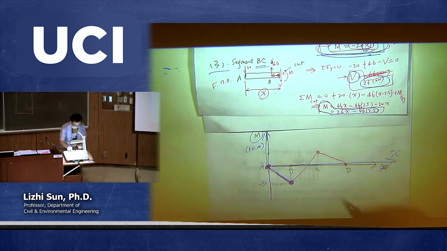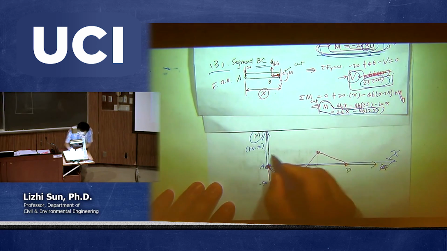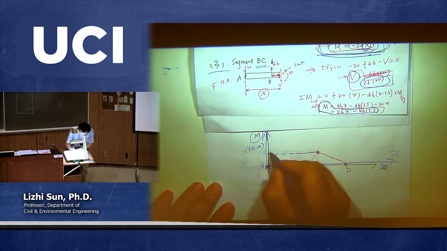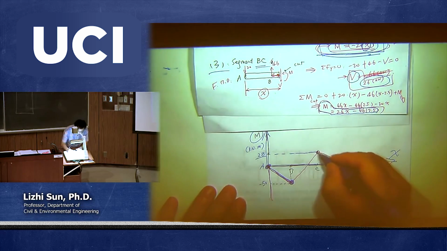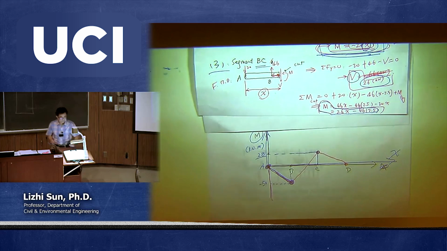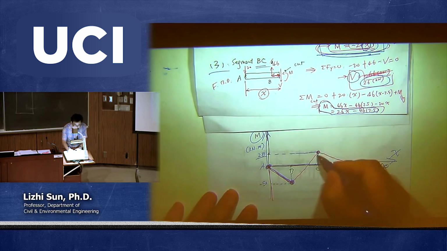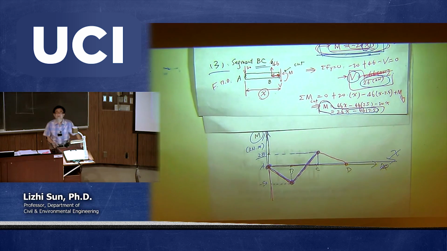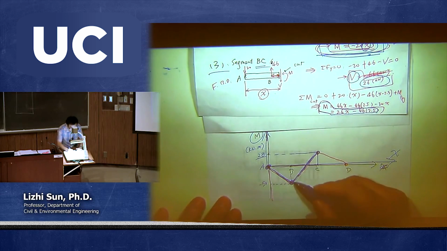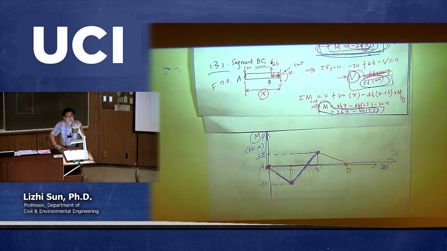Positive 28. Okay, so now I need to create another point. That's probably too far, 28 actually. Okay, so I got this point corresponding to x equal to 5.5. So I get negative 50, negative 28, then somewhere in between I just plot the straight line because it's a linear function. I don't need to create a third point. Okay, so this is the moment distribution in segment BC. Any questions?